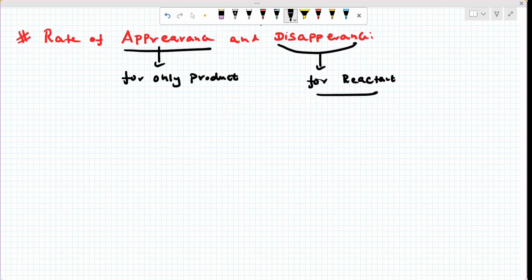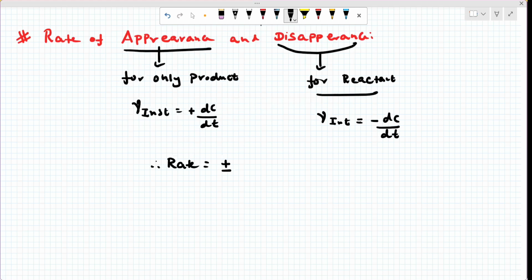Now, what is the rate of instantaneous reaction for this one? We have to put minus, right? Minus dc by dt for reactant. Plus dc by dt for product. Understand? Therefore, the rate is equal to plus or minus dc by dt.